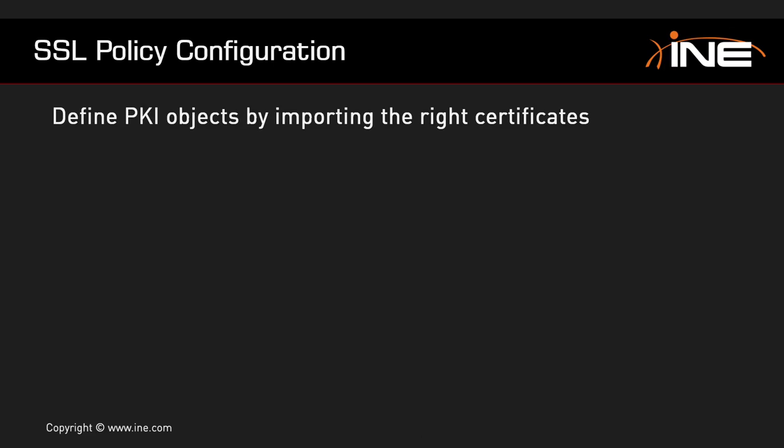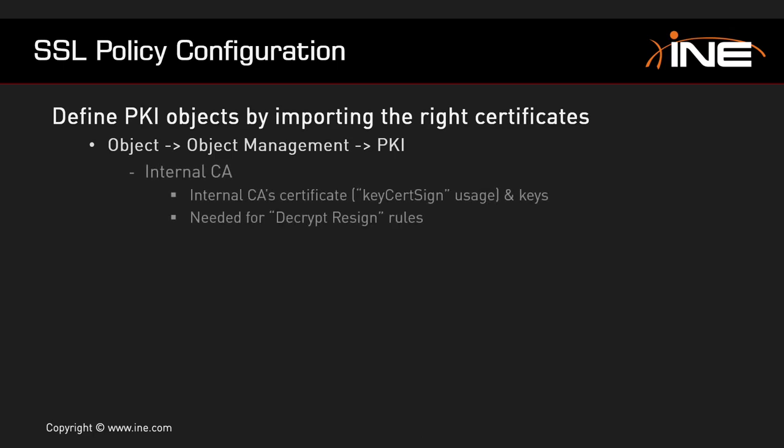Moving on, we will now talk about configuration of our SSL policy. And we should start with defining a PKI object, which is going to be needed to import the right certificate. So we can either perform the decryption on the outgoing traffic or maybe on the inbound communication to one of our servers. So we will have to go to Objects, Object Management, and select the PKI type.